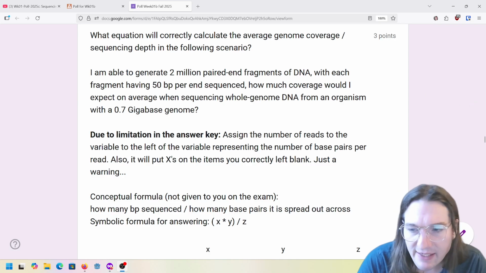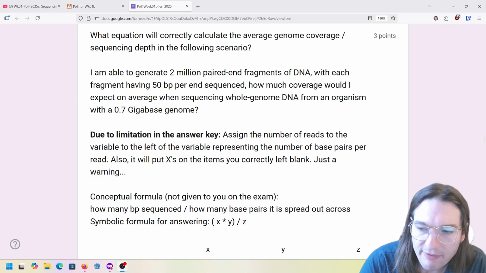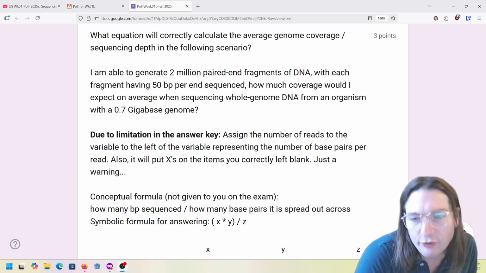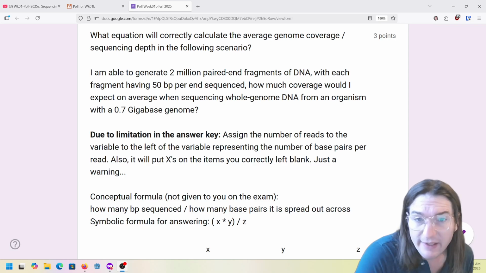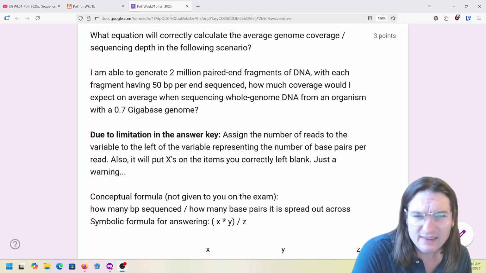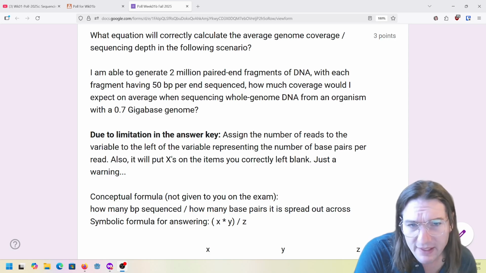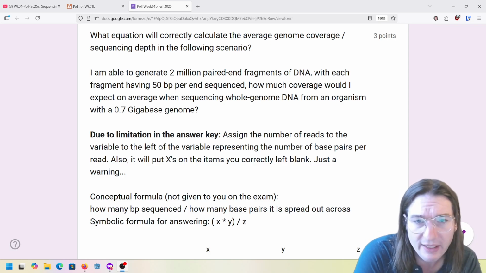Next up, we have a coverage calculation. I'm going to pause the video really fast. And I'm back to calculate coverage. It's actually a very simple calculation. It looks complicated. It does have big numbers, but the actual calculation is pretty simple in concept.